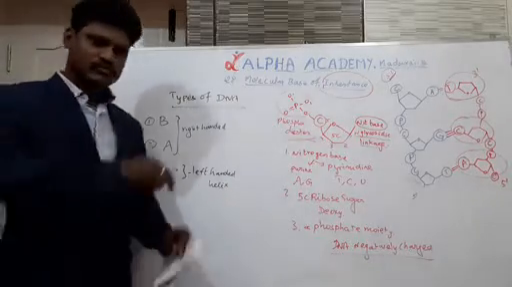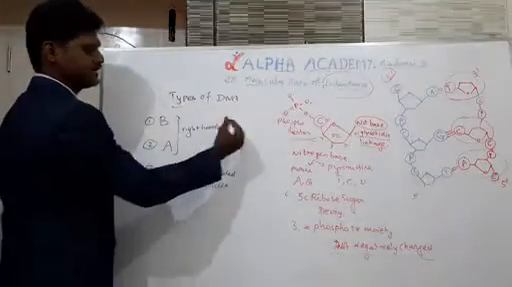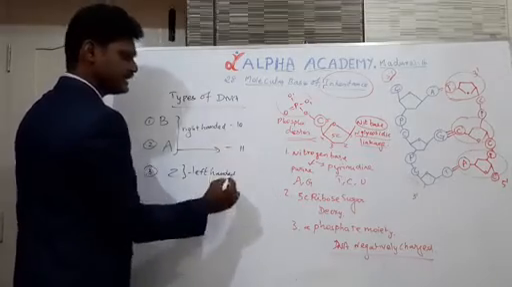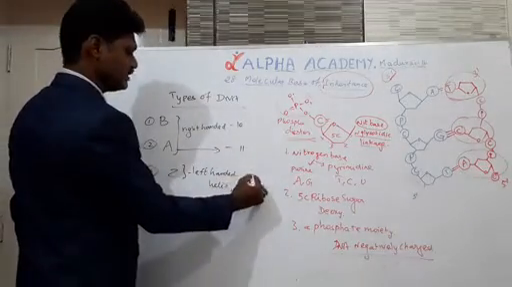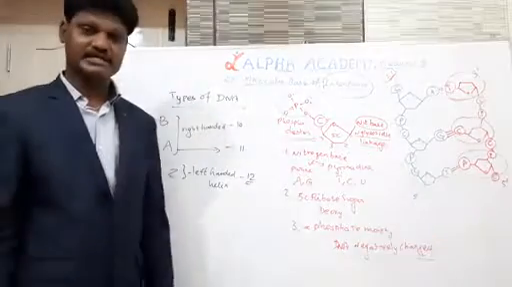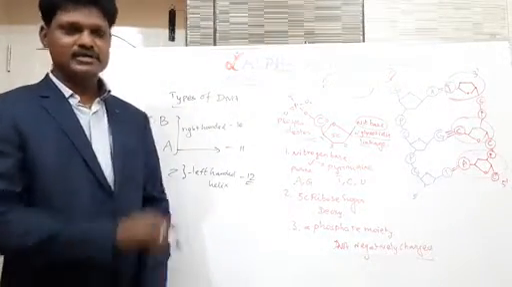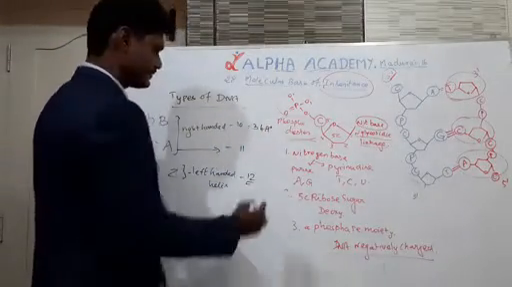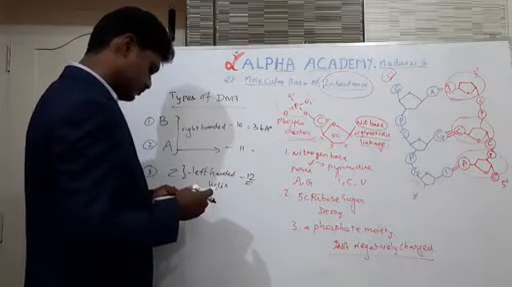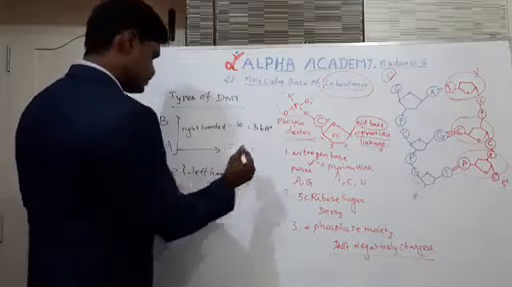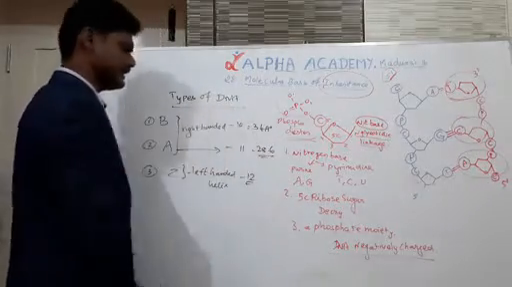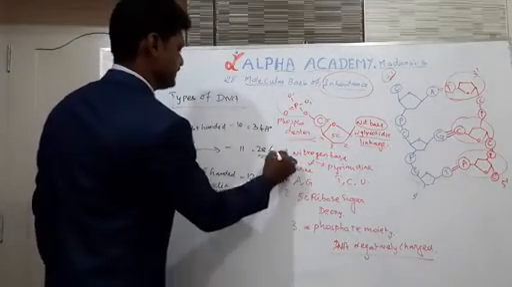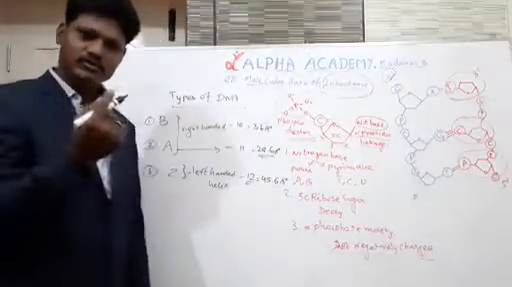See, one full turn of B DNA consists of 10 nucleotides. One full turn of A DNA has 11 nucleotides. One full turn of Z DNA has 12 nucleotides. So the length of one full turn is 34 Angstrom. But the length of one full turn is 28.6 Angstrom in A DNA, whereas 45.6 Angstrom in Z DNA. This is the one full turn length.